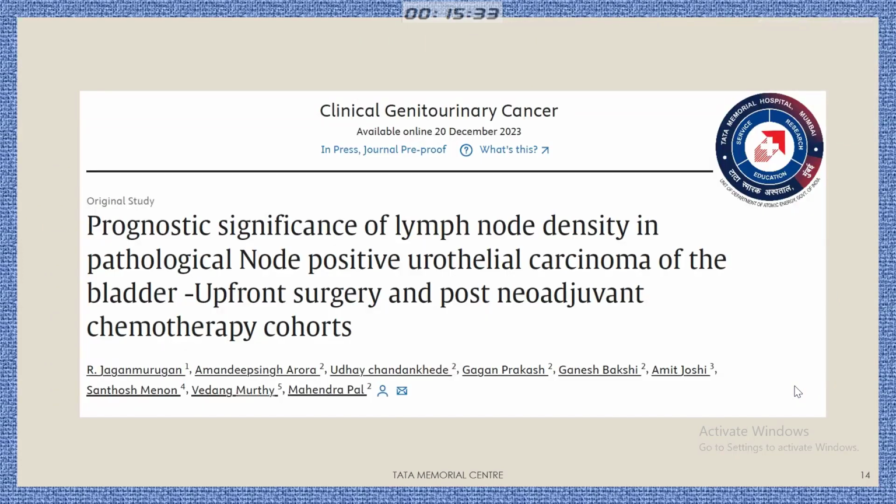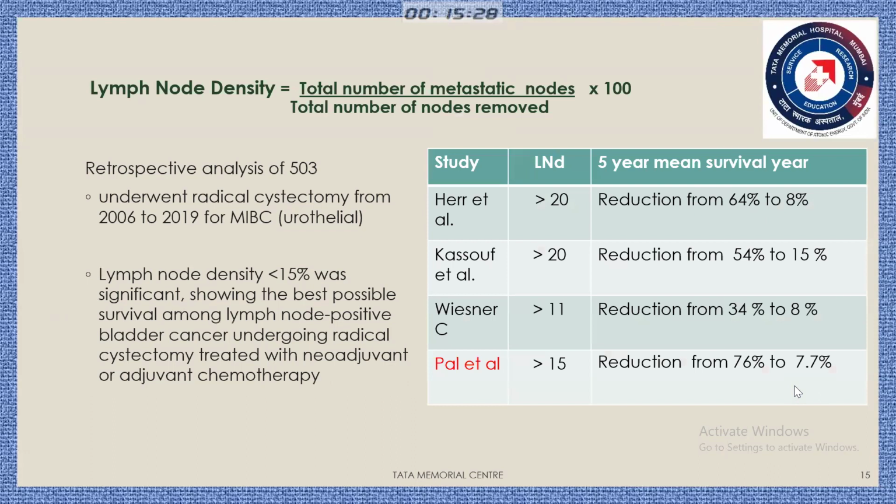Our own study from TMH focused on the lymph node density, which actually means the ratio of the total number of metastatic nodes to the nodes harvested. This was a retrospective analysis of 503 patients who underwent pelvic node dissection from 2006 to 2019. We found that a cutoff of 15% was significant, meaning that lymph node density less than 15% was associated with a good survival, 5-year mean survival of around 76%. But if the lymph node density crossed the 15% landmark, then it fell from 76% to 7.7%.